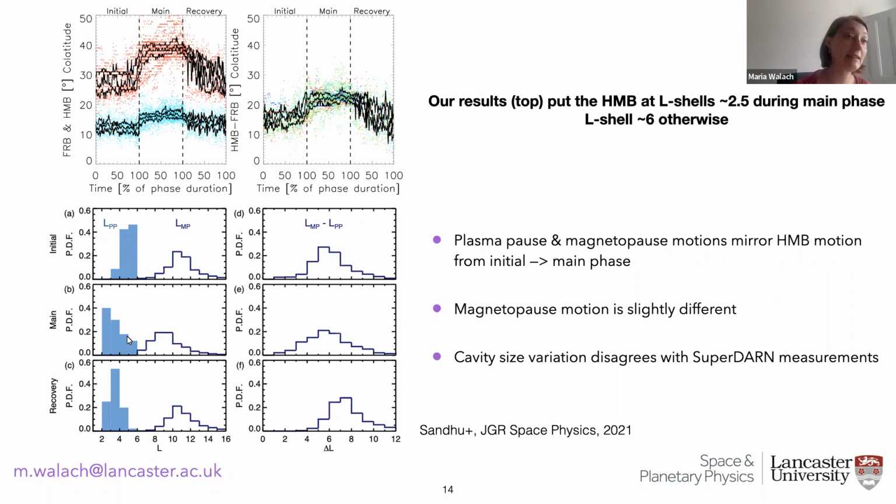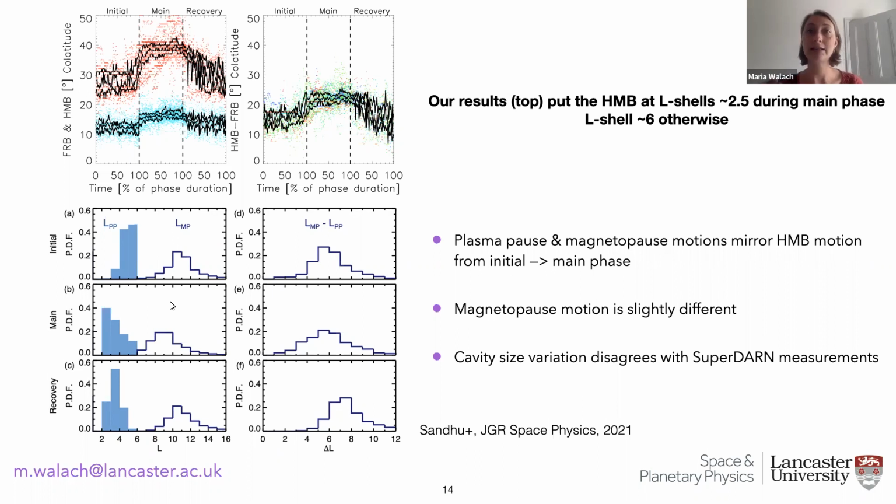We then see during the main phase, this moves to lower L shells, so it comes in much closer, and this matches what we see with SuperDARN. And then during the recovery phase, interestingly, it doesn't move as far out as during the initial phase, but this also sort of matches what we see during our recovery phase. The Heppner-Maynard boundary isn't quite at the same latitude as it was during the initial phase.